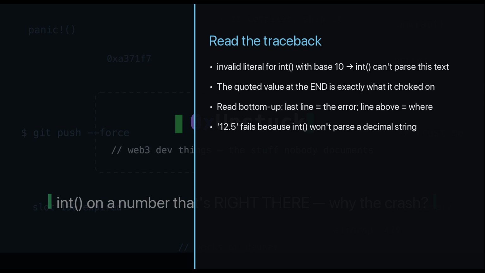Let's decode that message because it hands you the answer. Invalid literal for int() with base 10 means int cannot turn this text into a whole number. The quoted value at the end, 12.5, is exactly the string that failed, so you know precisely which piece of data is bad. Always read a traceback bottom up. The final line names the error and the value, and the line above it shows where it happened. And the reason here is simple. int flatly refuses to parse a decimal string, dot and all.